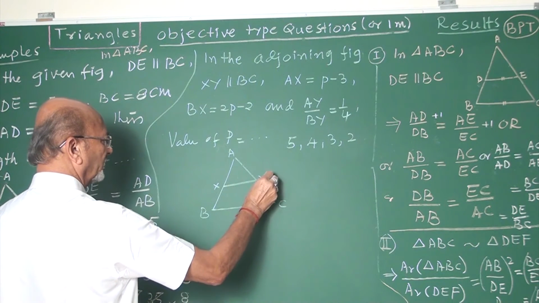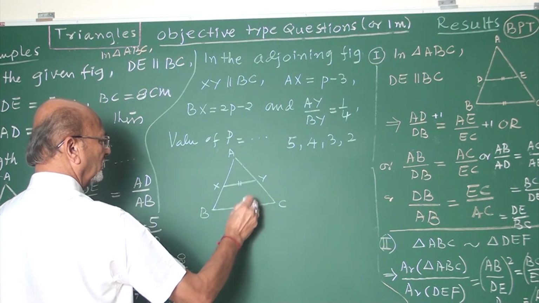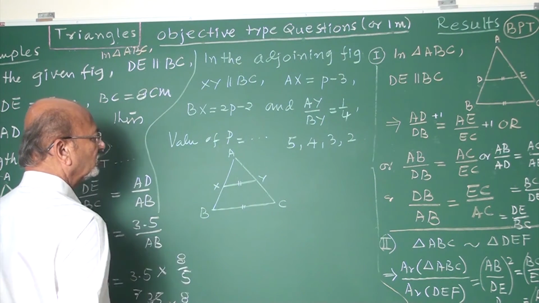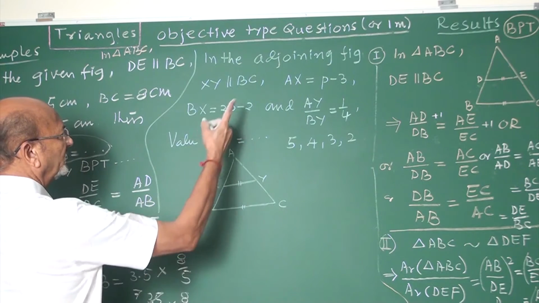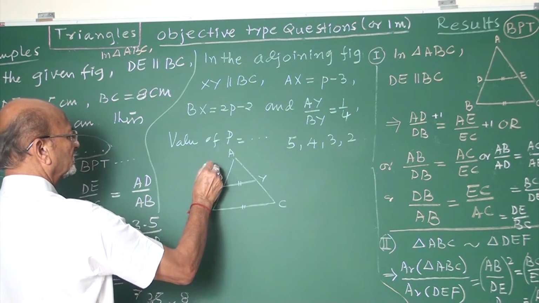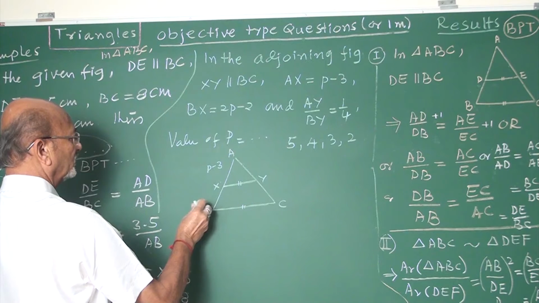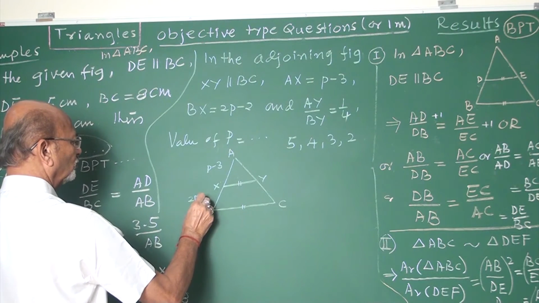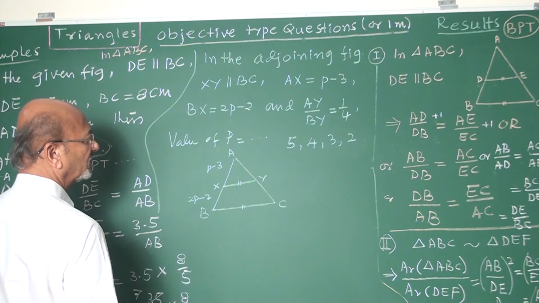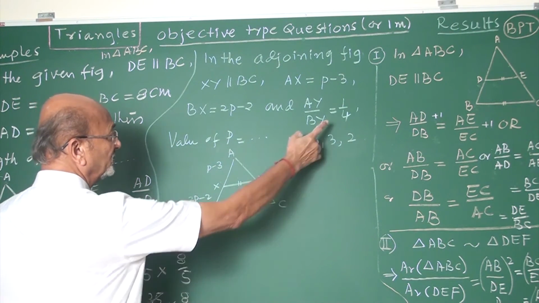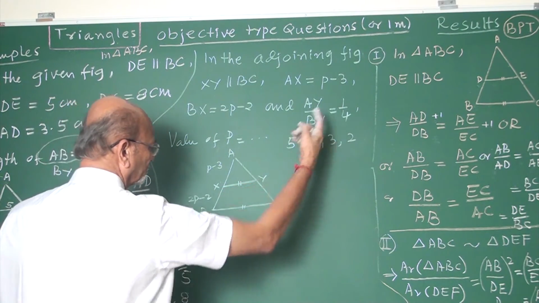XY is parallel to BC. Then what are the given things? AX is given, this is P minus 3. What is this, my friend? 2P minus 2. What is another given? AY upon YC is given as what? 1 by 4. Yes, my friend.